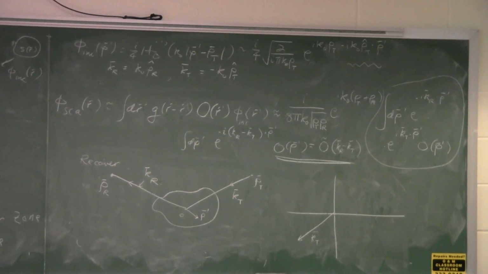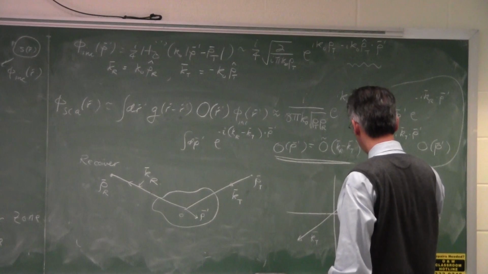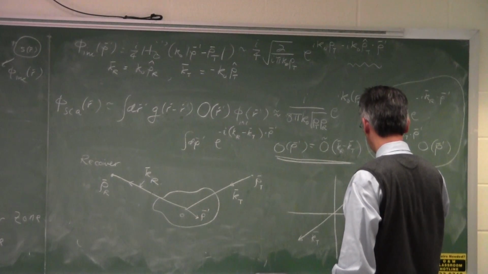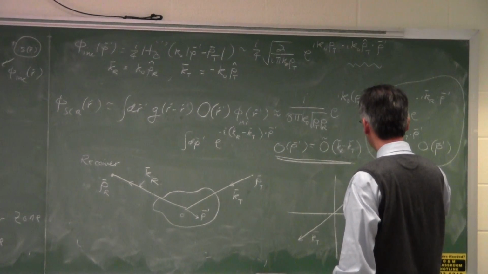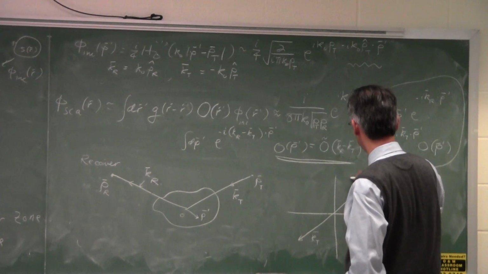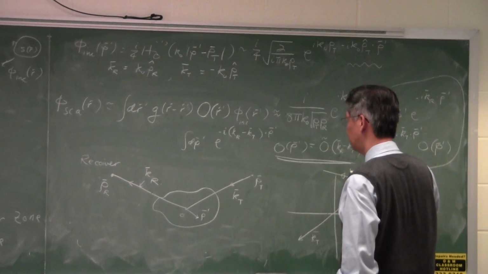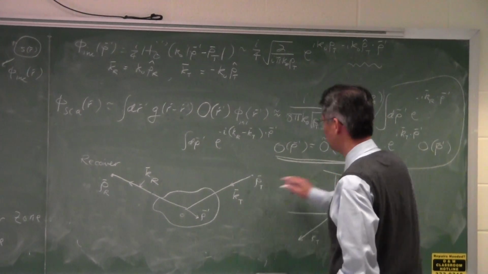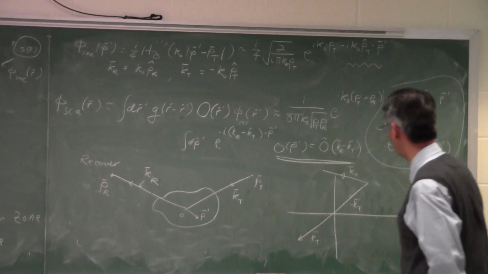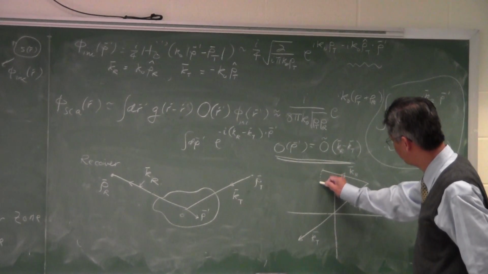Okay, so if KT is pointing in that direction, then minus KT is pointing in that direction. And then KR plus minus KT is pointing in that direction, say KR, this is KR in this picture over here. And so if I change the receiver location, I will map out this Fourier data.